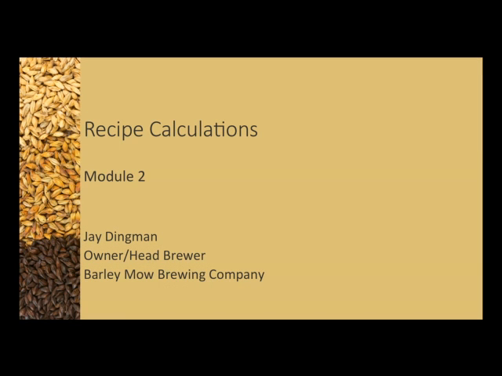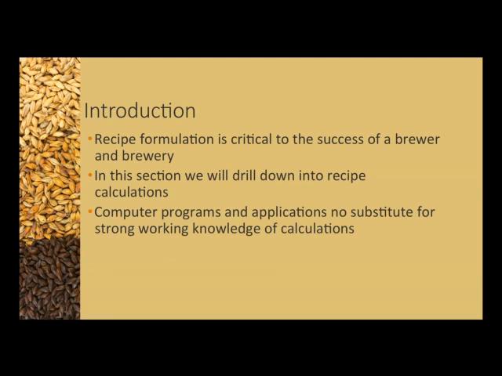As emphasized in a preceding section of this module, recipe formulation is a critical part of a successful beer and brewery. In this section, we will continue to elaborate on recipe formulation by drilling down into brewing calculations. While today's brewer has a variety of software platforms that can quickly calculate a recipe, each brewer must have at least a basic understanding of how those numbers are determined and ultimately come together to make a great beer.